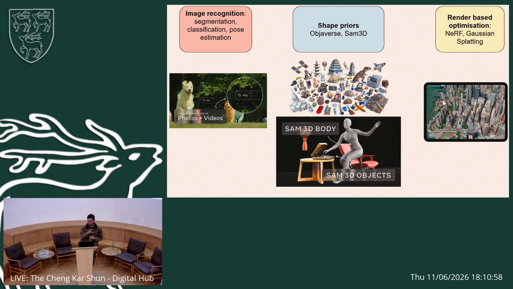As I mentioned, those three elements in this system are currently actively researched in 3D computer vision. For image recognition, there are much better segmentation, classification, and pose-estimation neural networks. There is a lot of work on 3D shape priors, with huge datasets like Objaverse, and models, for example by Meta, using these datasets to fit general 3D models to objects and people. And as I said, render-based optimization is very popular, and there's even a recent release where Apple Maps is using Gaussian splatting to visualize city-scale maps.